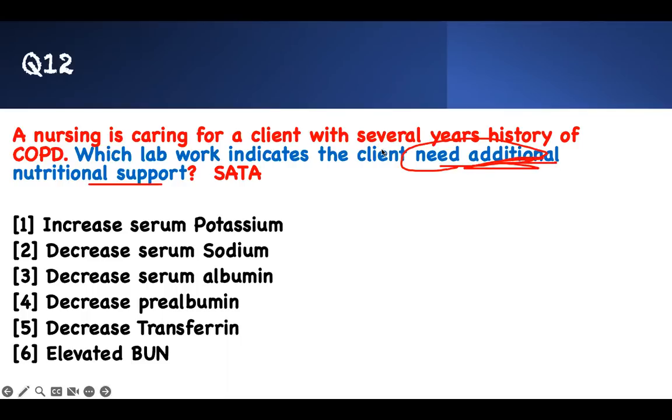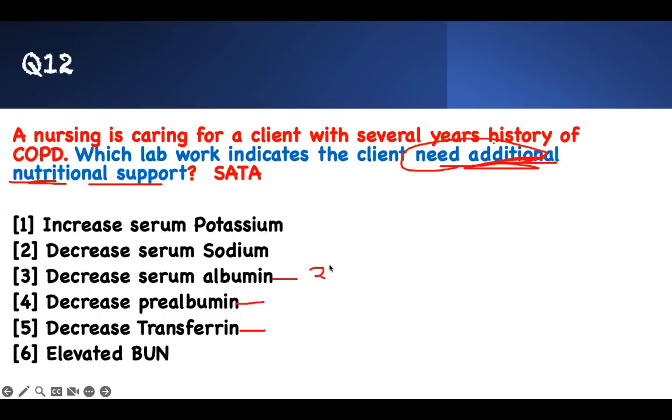A nurse is caring for a client with several years of COPD, and the lab work, which lab work indicates the client needs additional nutritional support? So which of these means I need nutritional support? That's all. Don't forget about the COPD or anything like that. Test taking strategy. That's why you read the last portion. Which of these lab work indicates I need additional nutritional support? There are 3 lab works you're supposed to know. Okay, transferrin, prealbumin, and albumin.